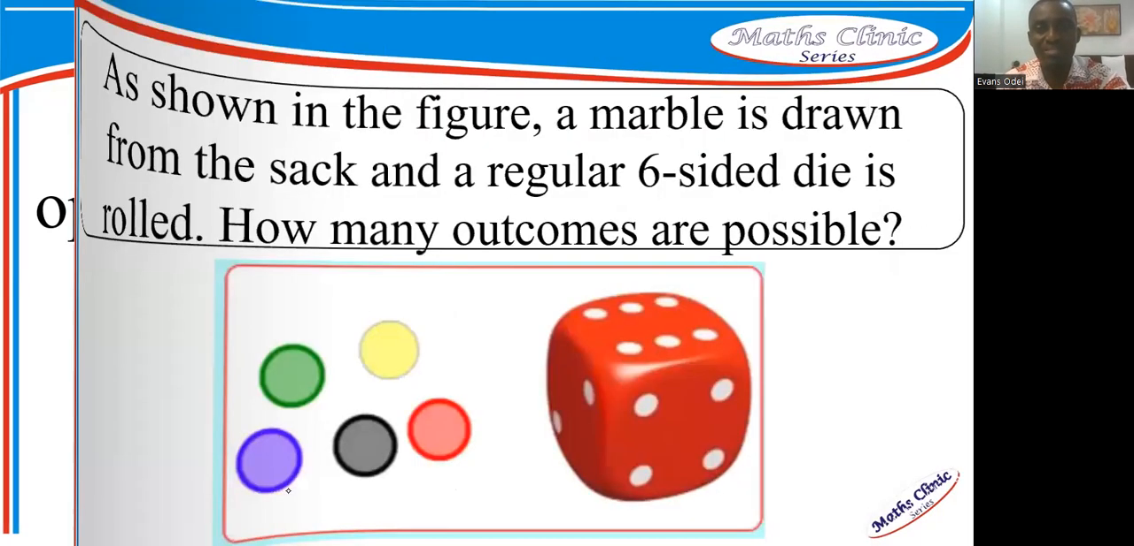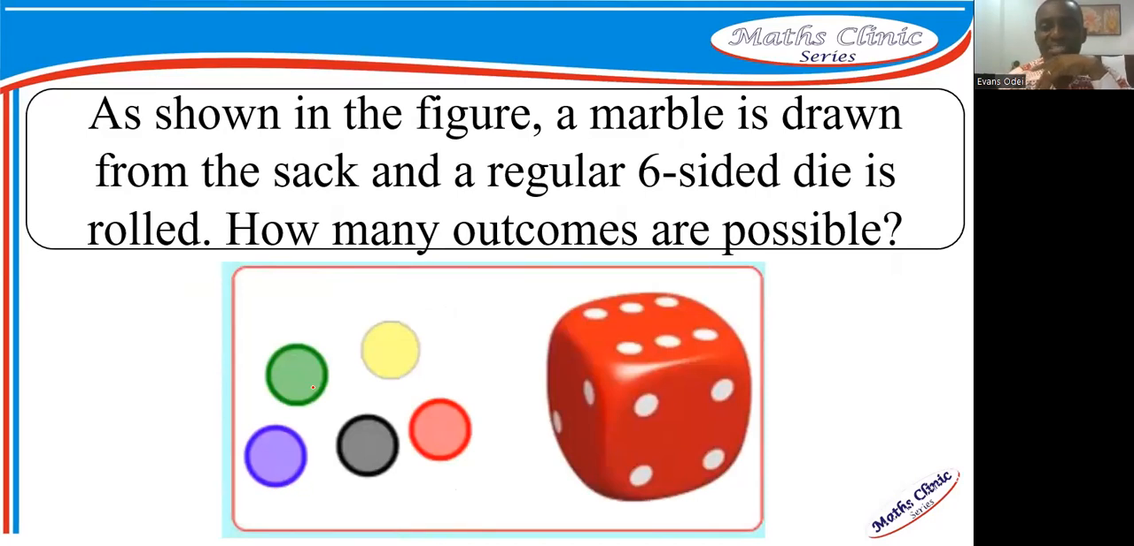Right. Now, let's take another experiment and see how we can generate a sample space. This time around, we have a 6-sided die, and then a number of marbles here. There are 1, 2, 3, 4, 5 marbles. And the information here says that, as shown in the figure, a marble is drawn from a sack and a regular die is rolled. And so I roll a die, then I pick a marble from the sack. How many outcomes are possible in doing this? You throw a die, you pick a marble. And so let's assume that I do the first one. I pick this one and I throw a 6, or I had 6 as the outcome. Or possibly I can also pick another marble and still have 4 as the outcome.